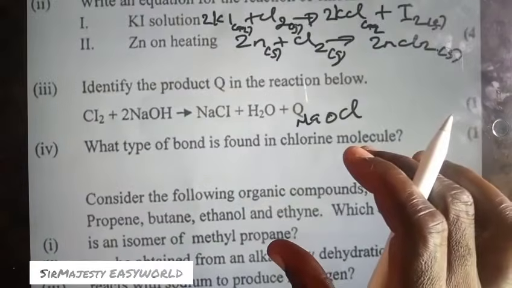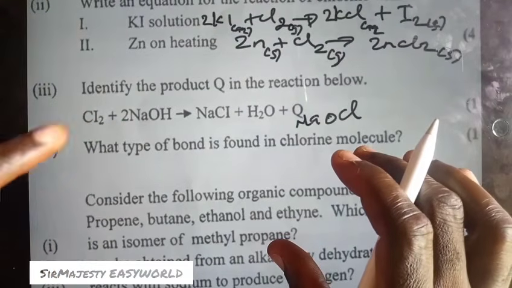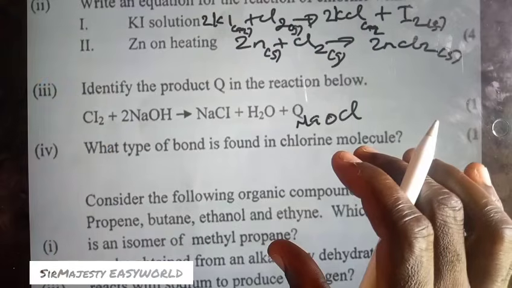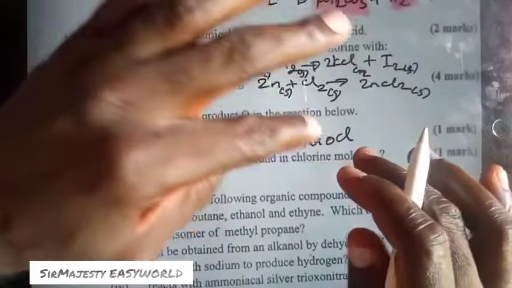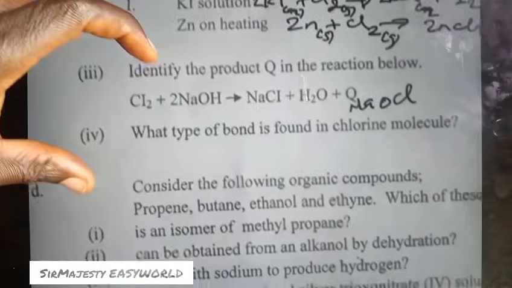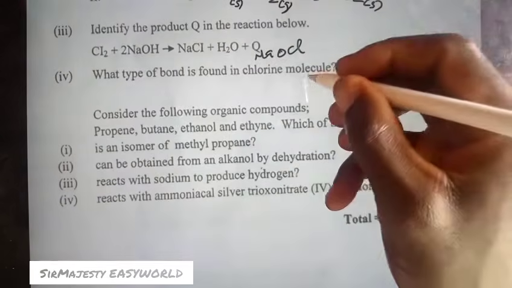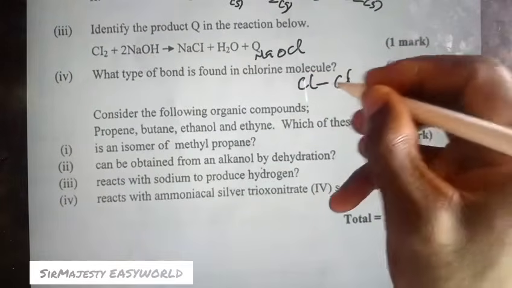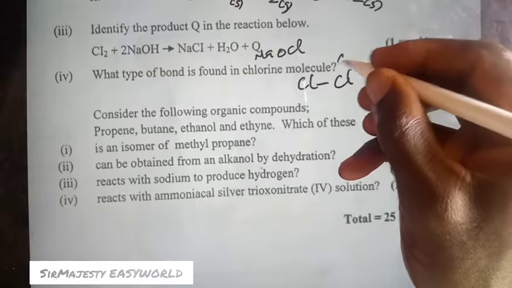NaOCl. Remember, there are other products that may be formed. It shows that this solution is dilute, and the process is happening in cold condition. But when it is hot and concentrated, sodium trioxochlorate V is formed, used in production of matches and other explosives. What type of bond is found in chlorine molecule? A chlorine molecule has this structure, and that is 2 nonmetals. Therefore, covalent bond is the answer.